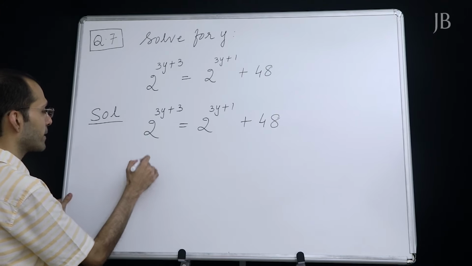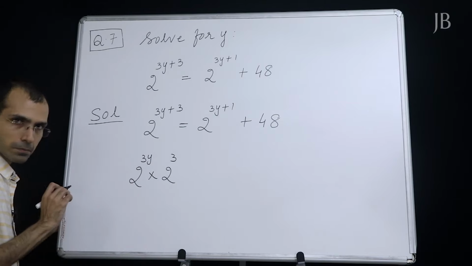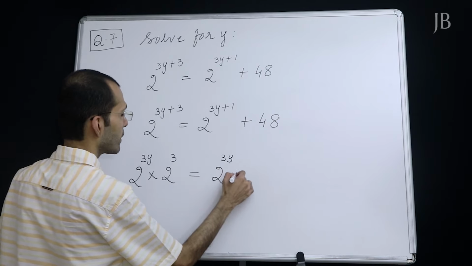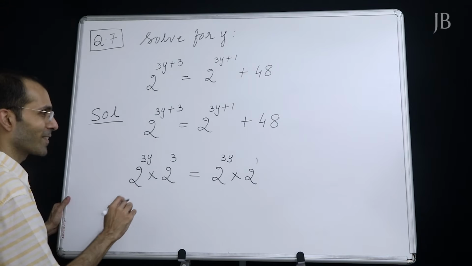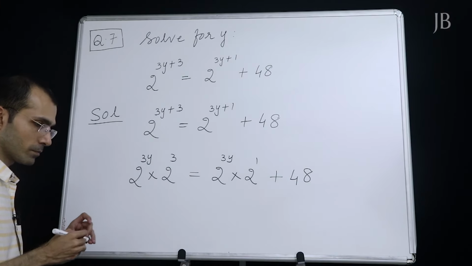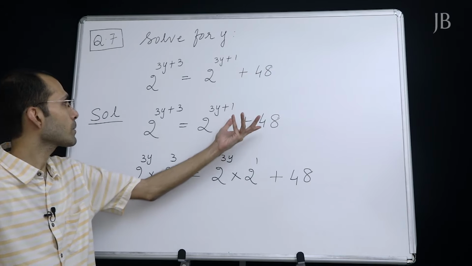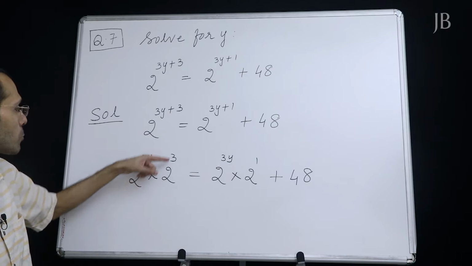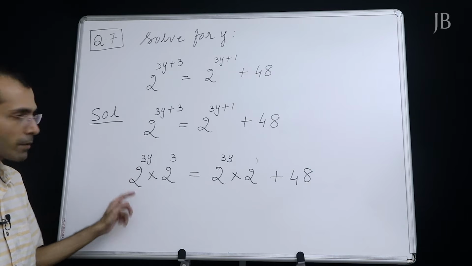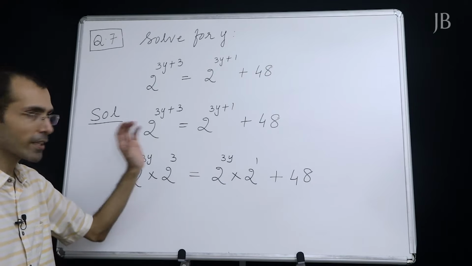What we can do, we can write this as 2 raised to 3y into 2 raised to 3, okay, equal to 2 raised to 3y into 2 raised to 1 plus 48. Right, so now there will be some benefit, otherwise in this form we just could not proceed. So this is 2 raised to 3y into 2 cube. See, bases are same, so we can add the powers. So if you perform this operation, it will be 2 raised to 3y plus 3, which is the previous step, so we are correct. Same way you can verify for this.